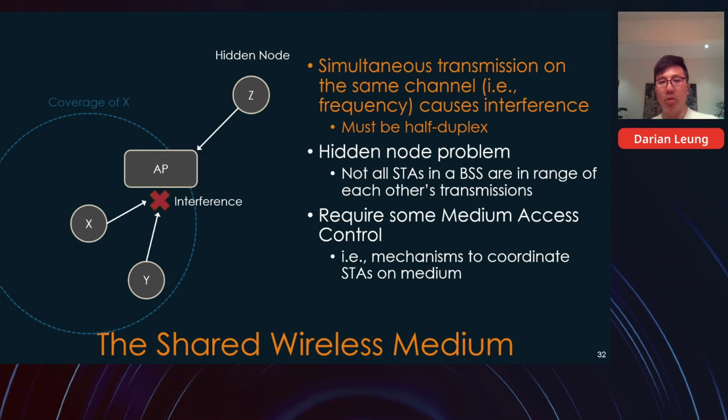Recall that if two or more nodes transmit simultaneously on the same channel, interference will occur. However, all nodes within a BSS operate on the same channel. Therefore, communication must be half-duplex.